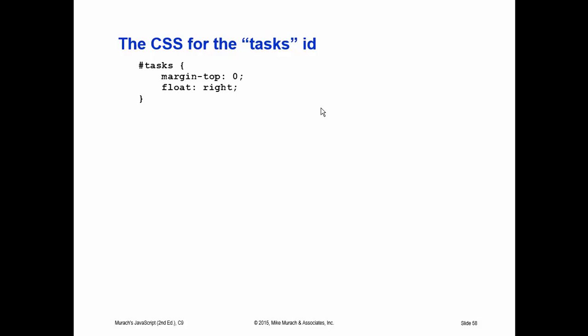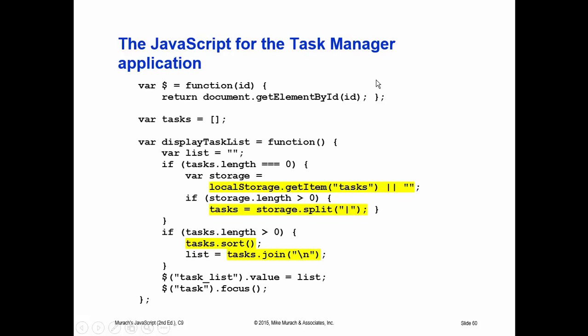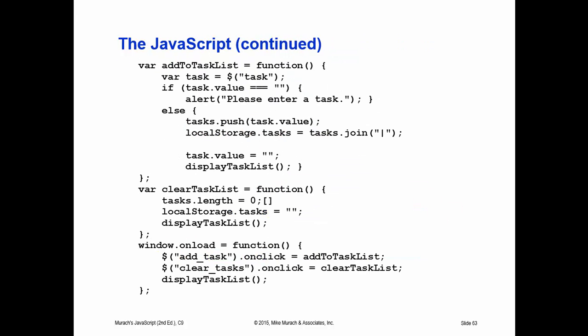So the actual JavaScript for this is shown in the next several slides, but they start showing it here on page 287. Again, the app keeps tasks in local storage in a string, and each task is separated by a pipe sign. To display the tasks, it retrieves the tasks string from local storage and uses the split method to create an array of tasks. And to store the string for the tasks in local storage, it uses the join method to put them back together again. And you see that on the next several slides here.